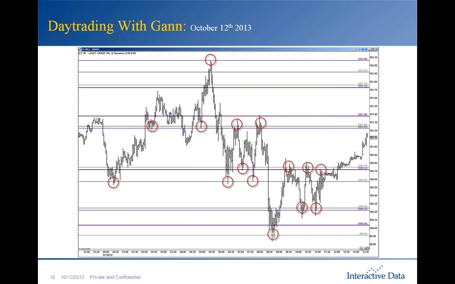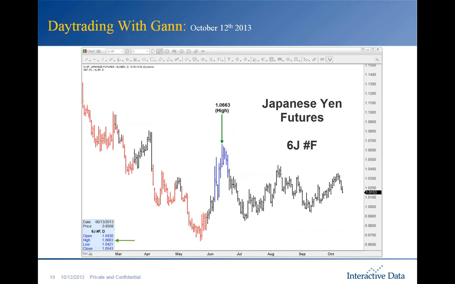Okay? Now, from here, let's take it. This is actually from yesterday. What I've done is I have taken the Japanese yen futures. This is the 6J contract, and I'm using the front month continuation symbols. So this is the pound F, and by doing that, it gives me a much more complete chart that I can use these levels to find those support resistance lines when I go to a day trading environment.